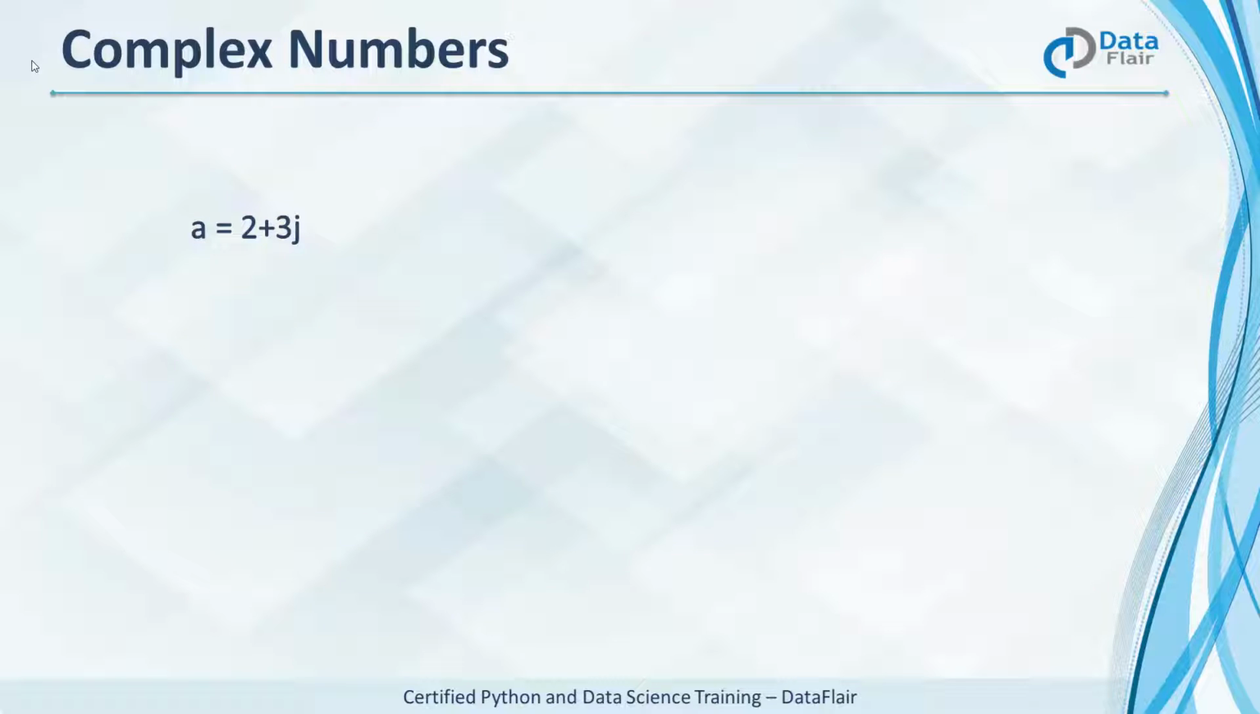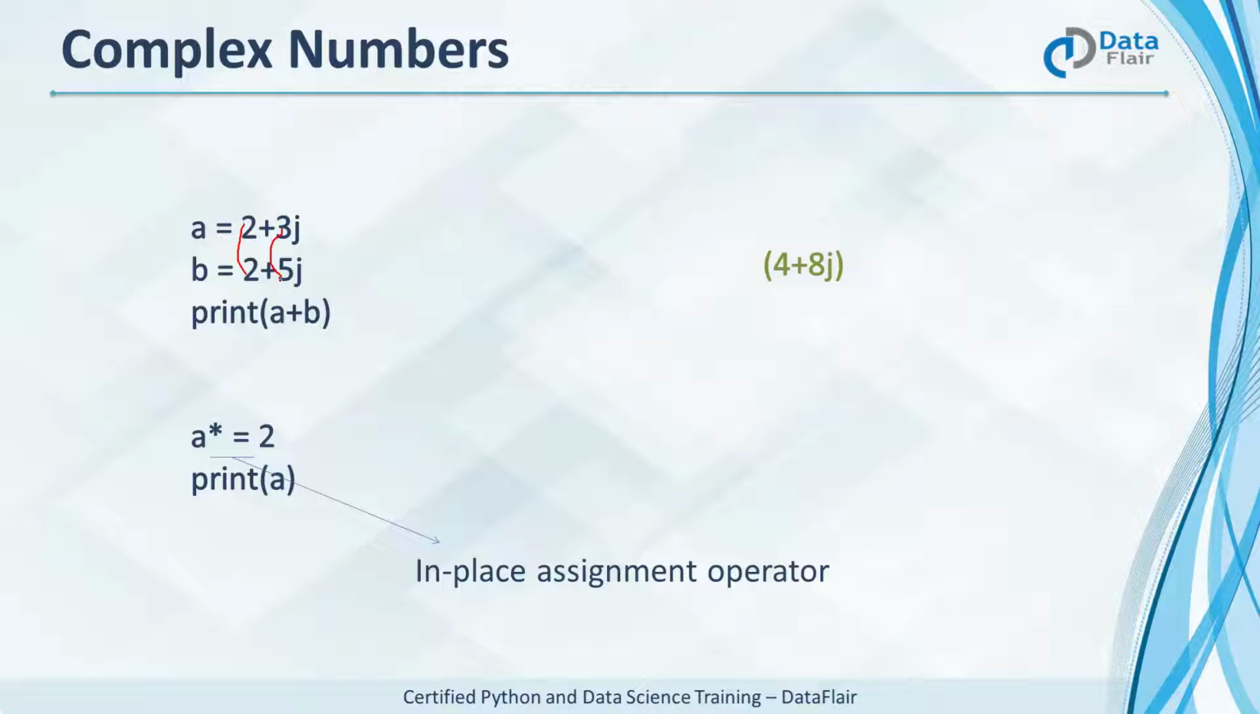A is 2 plus 3j. B is 2 plus 5j. If we add these, we get 4 plus 8j. This means the real parts get added together, and so do the imaginary parts. 2 plus 2 is 4, and 3j plus 5j is 8j. Now, A multiply and assign 2, and then print it. We can see it multiplies the real and imaginary parts by 2, and then prints the result.